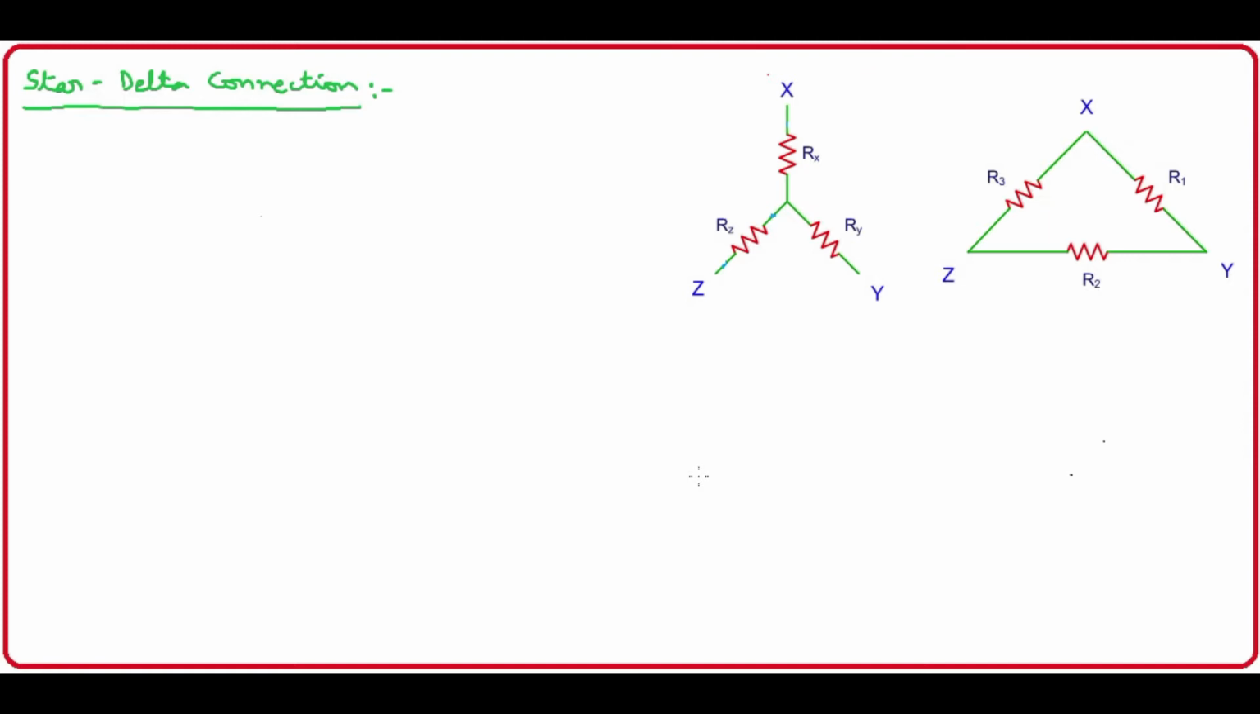As you can see, the terminals are the same, capital X, capital Y and capital Z. So in between these three terminals we can have any one of these connections. There is a definite relation between these resistors. Now let's try to find out star to delta. That means if star values Rx, Ry, Rz have been given to us, how to find R1, R2, R3. Okay, let's move on to that step.